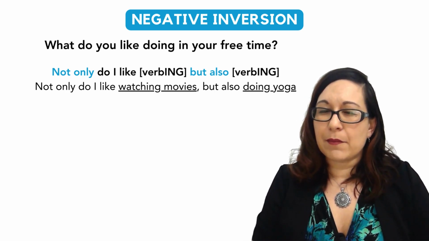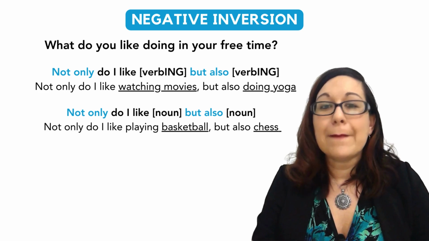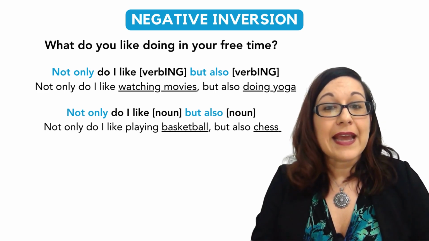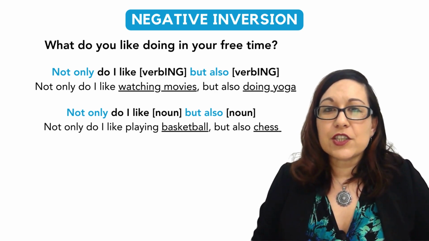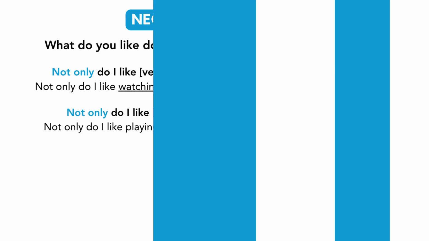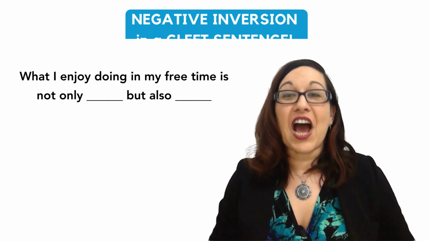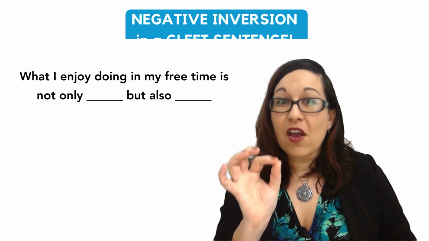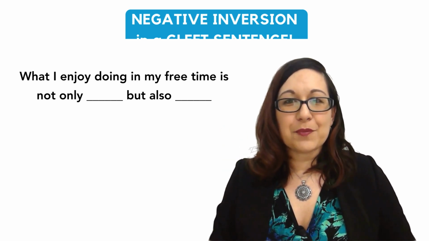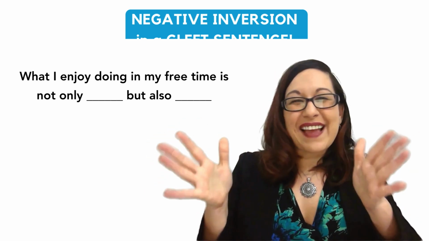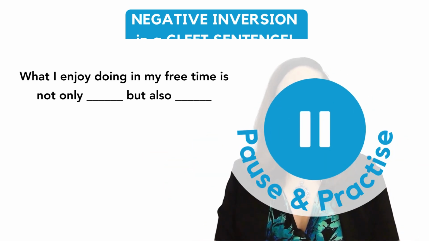What about this next example? Not only do I like playing basketball, but also chess. Now, in this case, they are both things that you can play, so you don't need to repeat the same verb. Okay, let's take this up a notch, and I want you to take your ideas of two activities you like doing in your free time and put them into this example, which is actually a cleft structure. Ooh, take a minute, think about it.